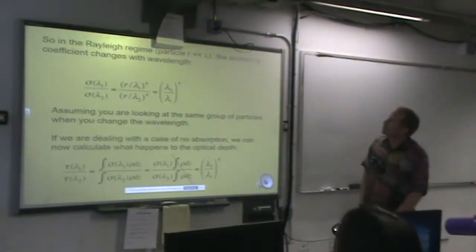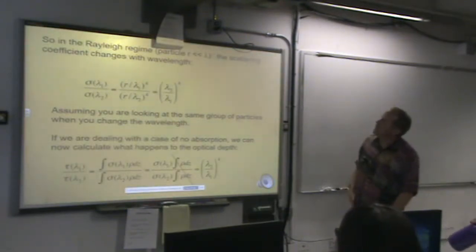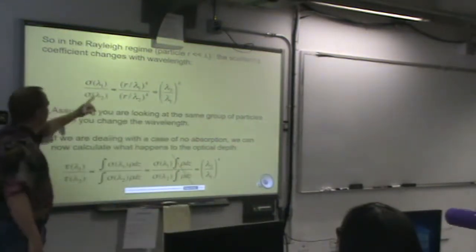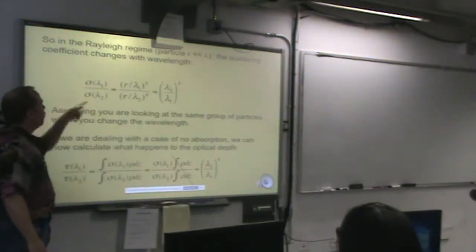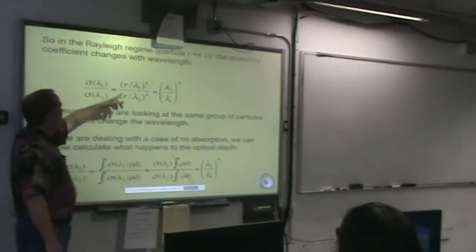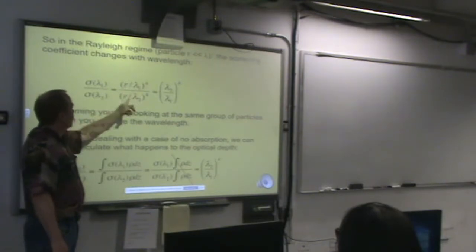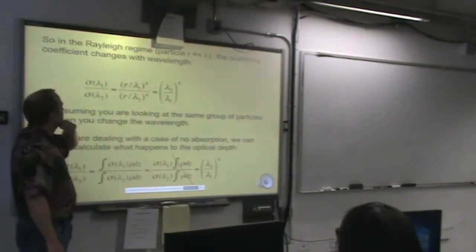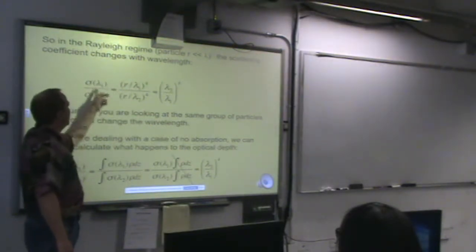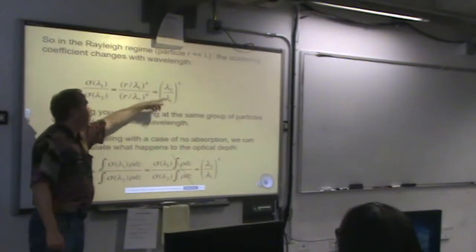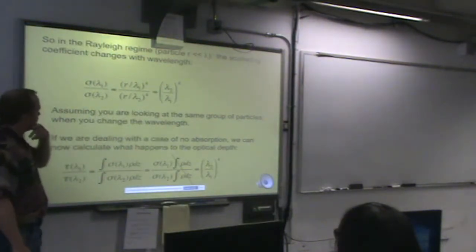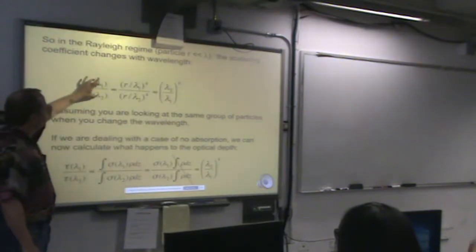So, what we're saying here is that we have scattering coefficients at 2 different wavelengths. And the ratio of these scattering coefficients, if we have one particle, is r over wavelength 1 to r over wavelength 2. Then the r's would cancel out. The ratio of the scattering would go as the ratio of the wavelengths to the 4th power. So, notice how there's this reverse here.